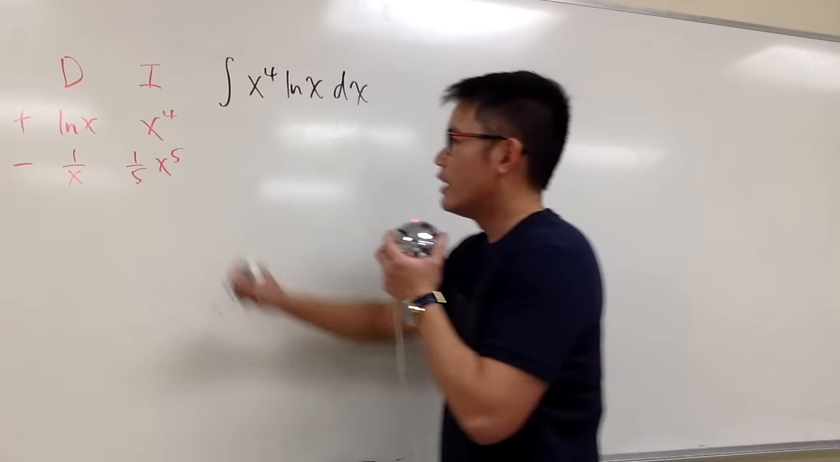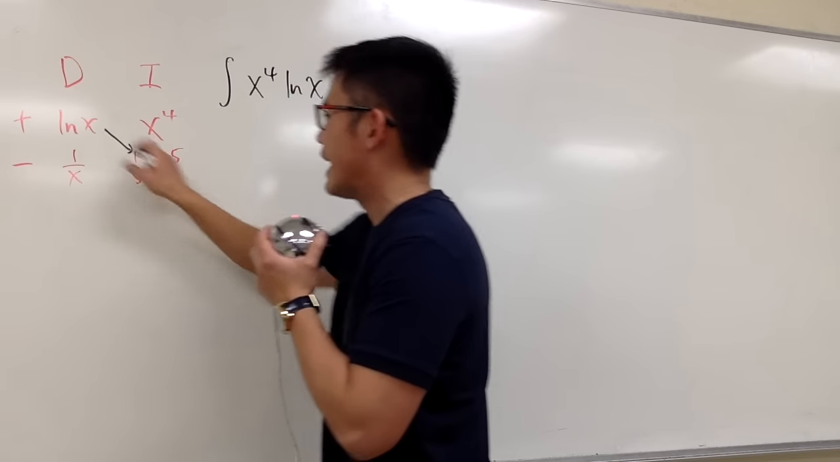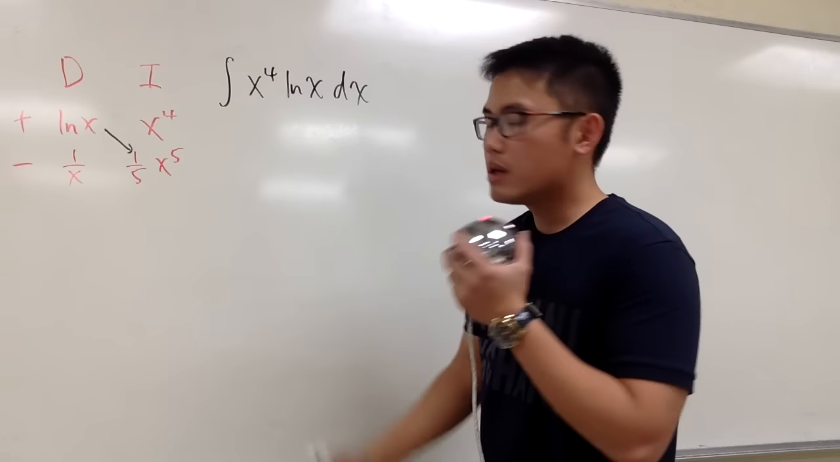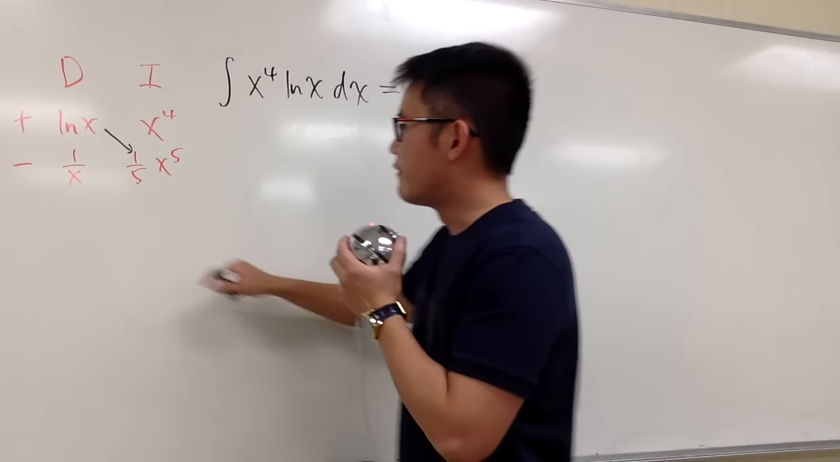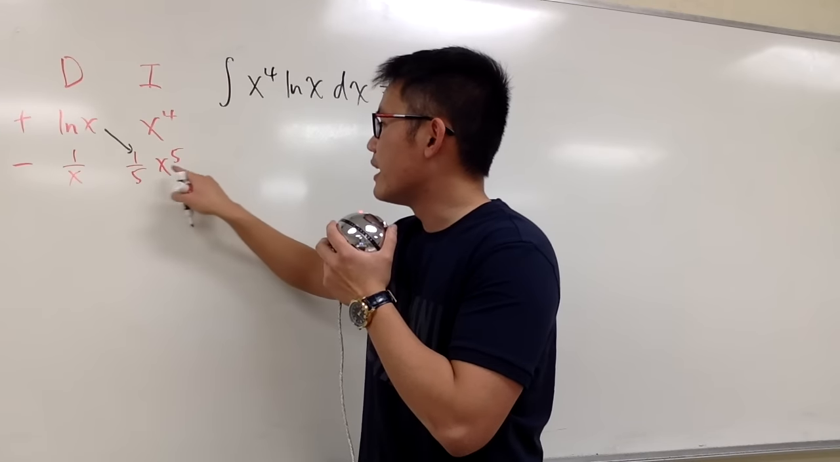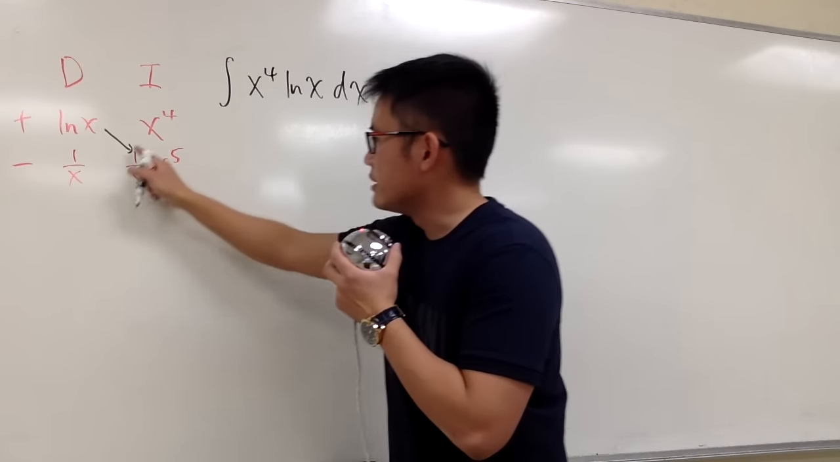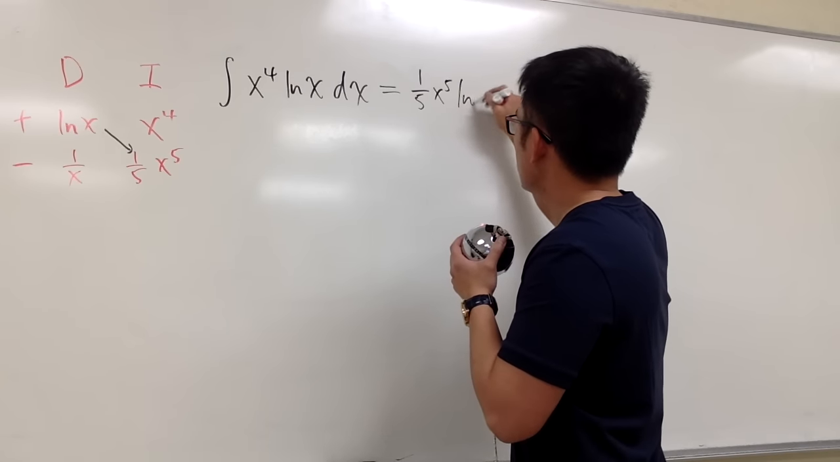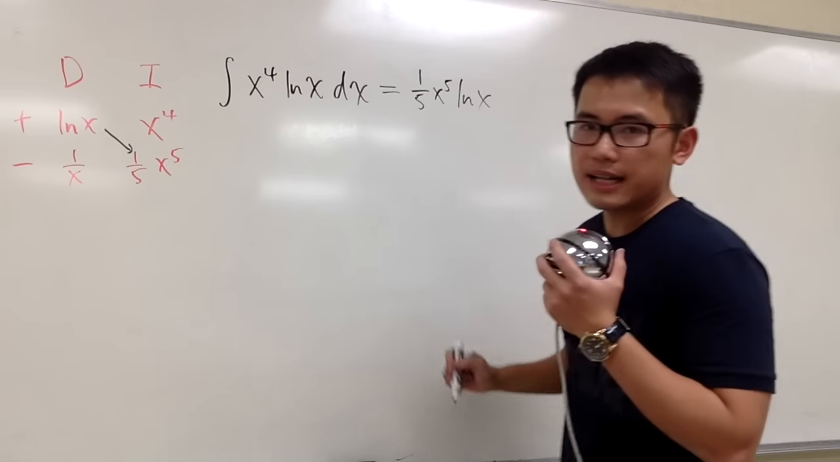And then, remember, the product of the diagonal along with a sign like this is part of the answer already. So we can write this down. The first part of the answer is positive ln x times 1 over 5 x to the fifth power, and we write this down first. 1 over 5 x to the fifth power, and then the ln x, like that.